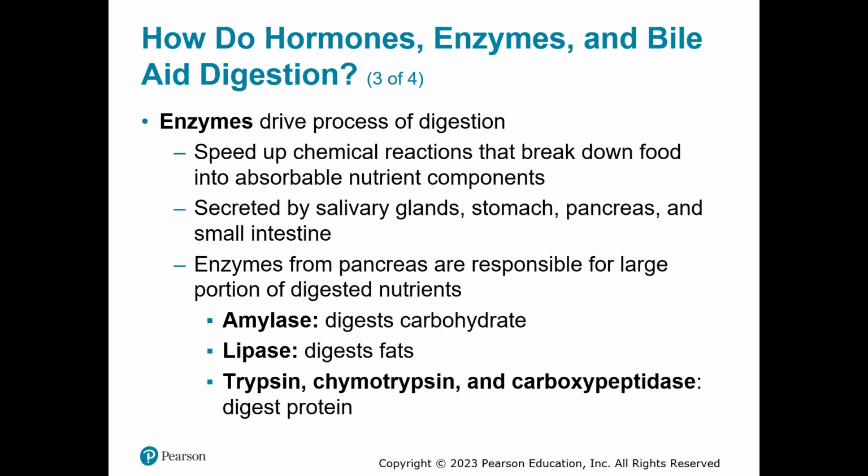Enzymes, again, actually take our food and break it down into the component parts. Enzymes are secreted by the salivary glands. Salivary amylase is what's secreted there. The stomach, the pancreas, and the small intestine also secrete enzymes. Like I said, the enzymes from the pancreas are actually the most important. They're most responsible for a large portion of the digestion that happens. So amylases digest carbohydrates, lipases, as we said, fat. And then as far as proteins, we have trypsin, chymotrypsin, and carboxypeptidase to digest proteins.